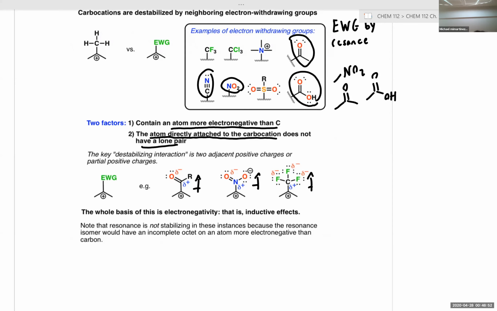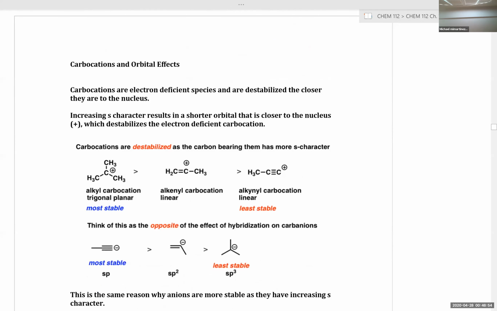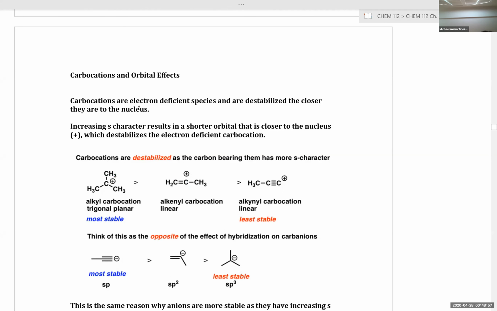Okay, let's keep moving on then. Let's talk about orbital effects. So carbocations are electron deficient species, and they're destabilized the closer they are to the nucleus. Again, this sounds a lot like our discussion of radicals, since both are electron deficient species. So increasing S character results in a shorter orbital that is closer to the nucleus, which, as we've established, is positively charged. This, in turn, destabilizes our electron deficient carbocation.